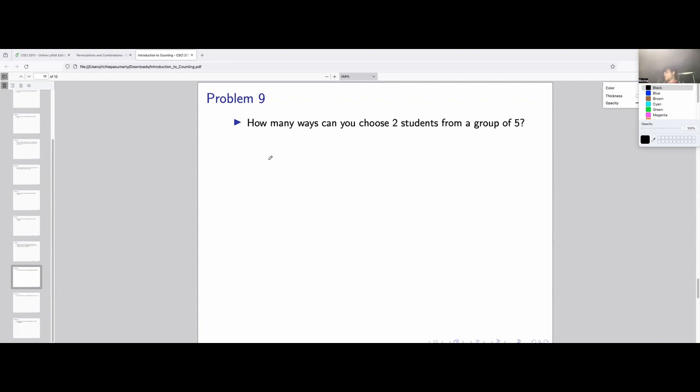All right, let's go ahead and continue where we left off. So in this problem, they're asking us, how many ways can we choose two students from a group of 5? So just for convenience, I'm just going to call these students A, B, C, D, and E.